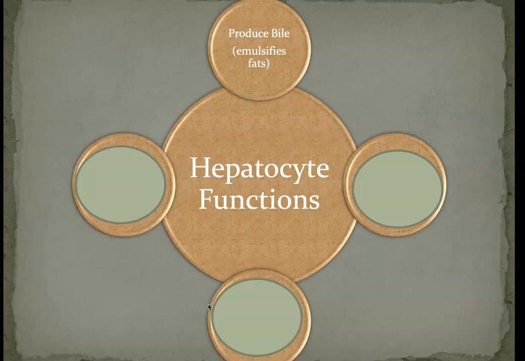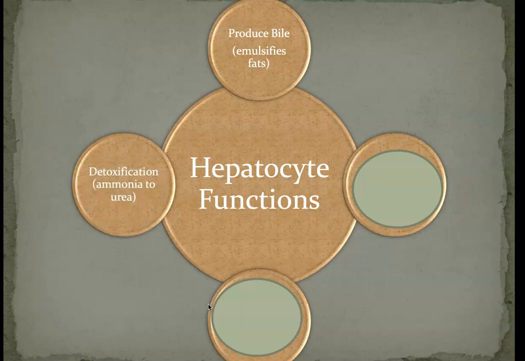It is a mechanical digestion. It takes a larger fat globule and makes it into smaller globules. What this does is increase the surface area. There's more surface area for the enzymes to then break down the fat, which we'll talk about. If you do not have a gallbladder, the liver can directly secrete the bile into the small intestine without it being stored in the gallbladder.